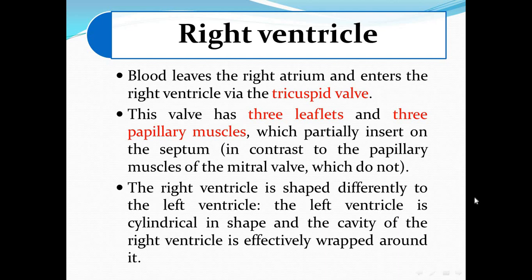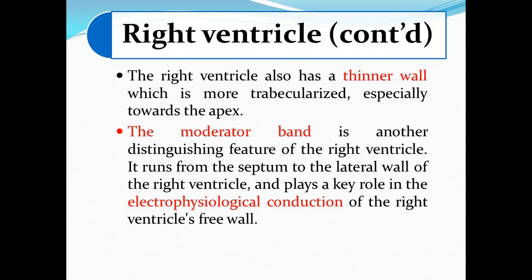The right ventricle is shaped differently to the left ventricle as well. The left ventricle is usually more cylindrical in shape, and the cavity of the right ventricle is wrapped around the left ventricle. It has a thinner wall because it doesn't need that much pressure. We know that the pressure of the blood in the right-sided heart is lower than the left, right? Besides that, the left heart needs to pump the blood through the body circulation, which is not the case for the right ventricle. So that's why it has a thinner wall compared to the left ventricle.